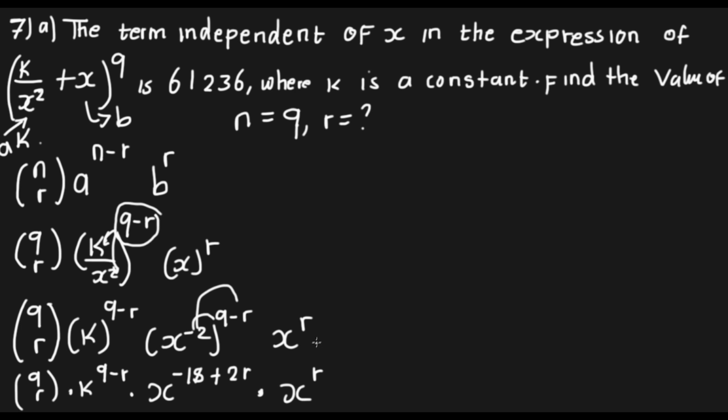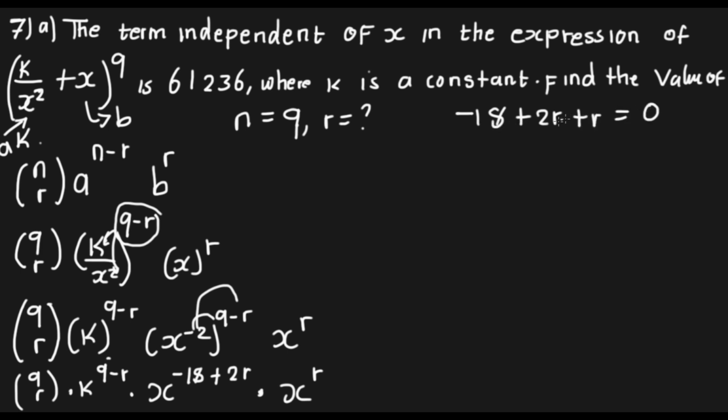Now at this point, I'm going to take this expression and equate it to 0. Since we know that if the bases are the same, we can add the powers, we are going to say negative 18 plus 2r plus r is equal to 0.